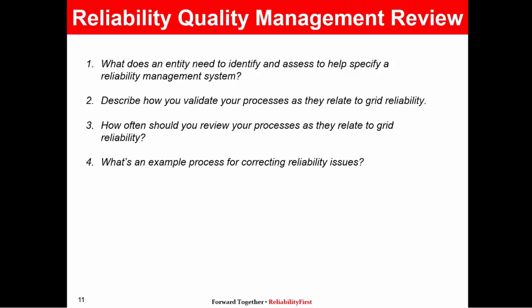And then last, question 4. What is an example process for correcting reliability issues? And if you went through the specific acts within the reliability quality management area, you would see that a root cause analysis, problem solving, and/or additional training are all potential answers to this question to help correct reliability process issues.